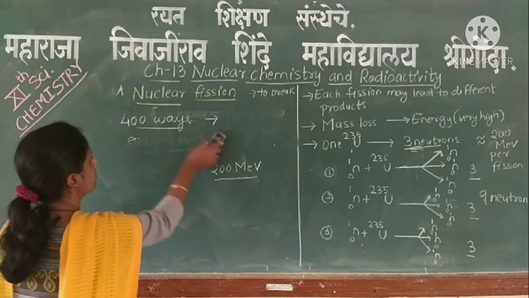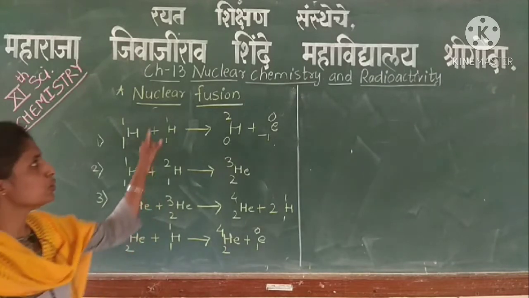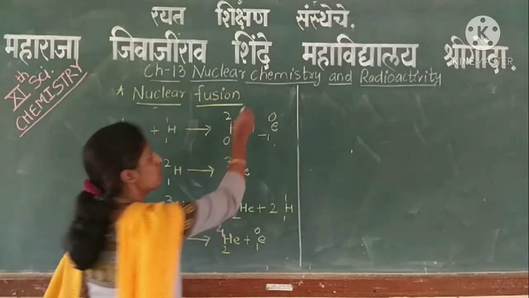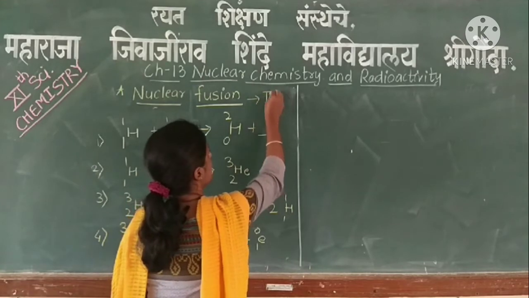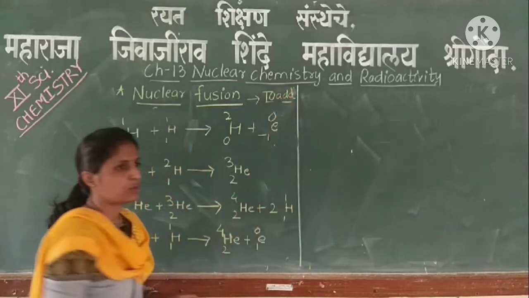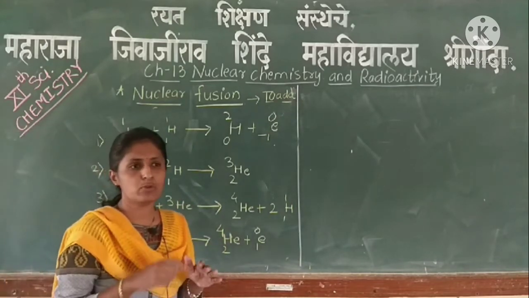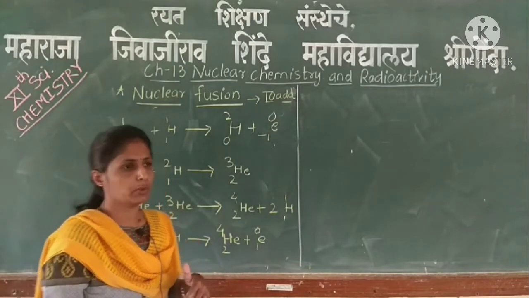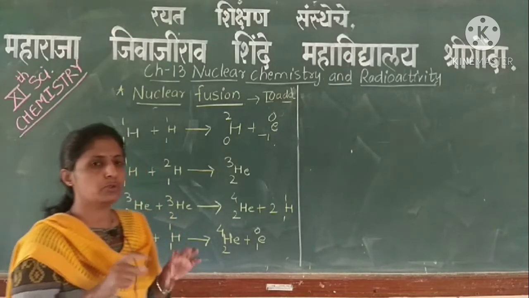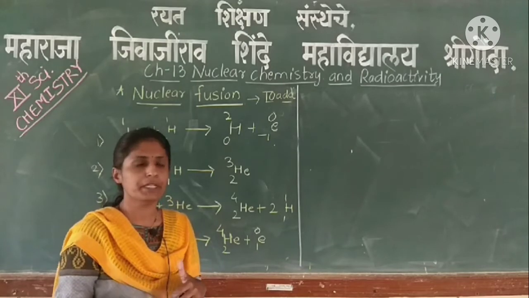Now we will study the next point. Moving on to the next topic, that is nuclear fusion. Fusion means to add up. So in this type of reaction, what happens? Two nuclei add up to give a bigger nucleus. Two nuclei of smaller masses add up to give a nucleus of bigger mass.